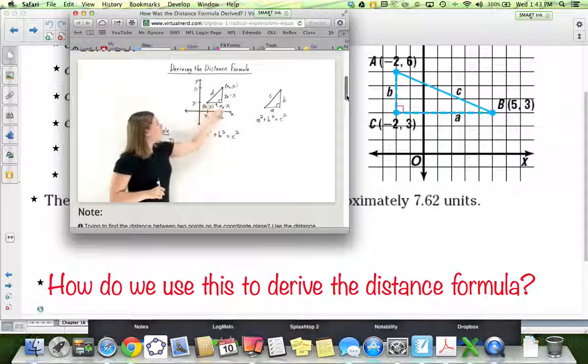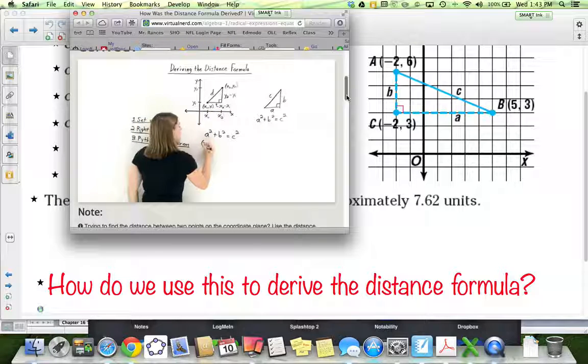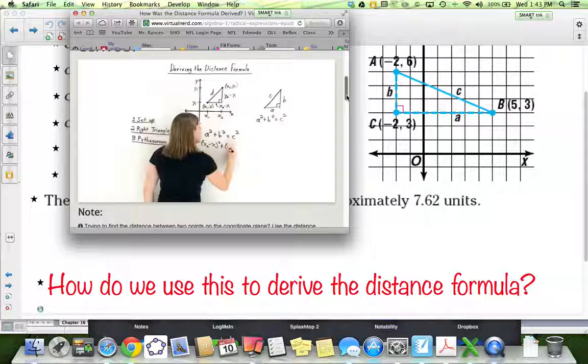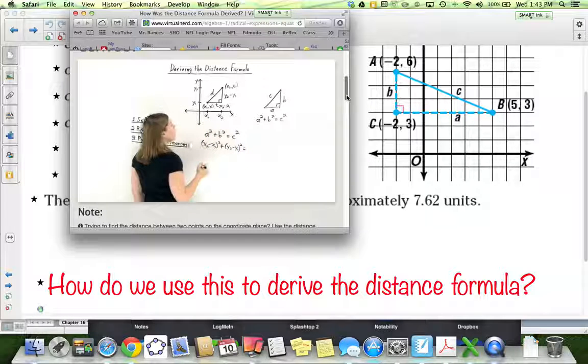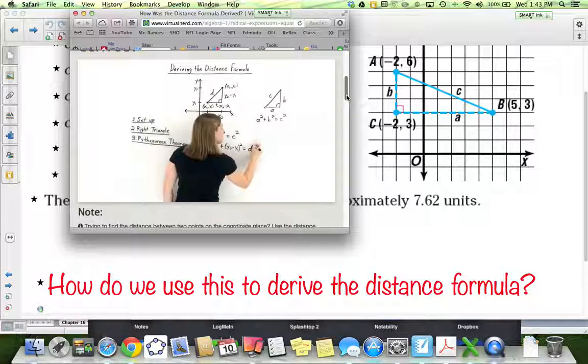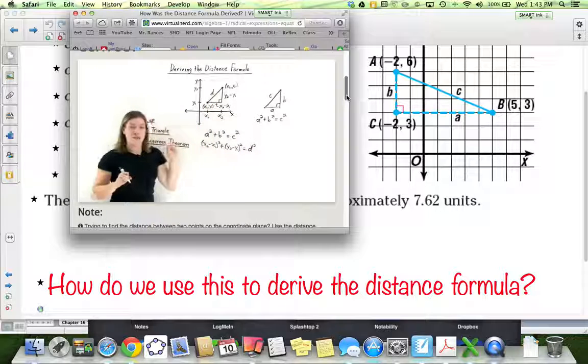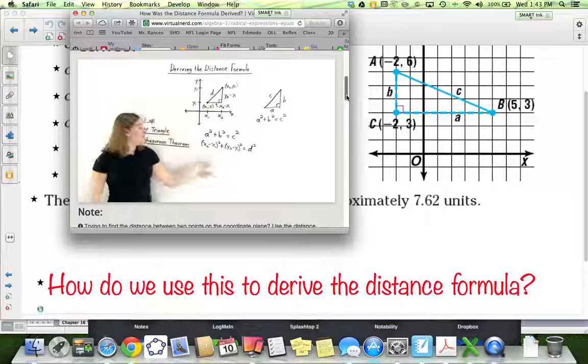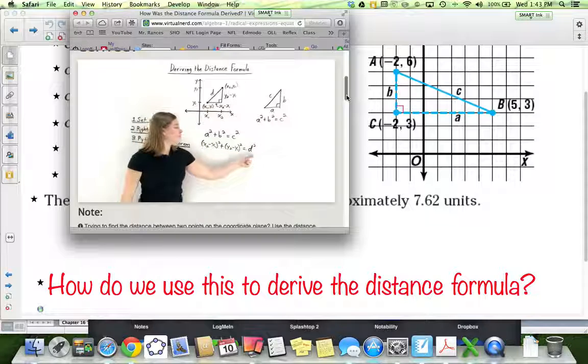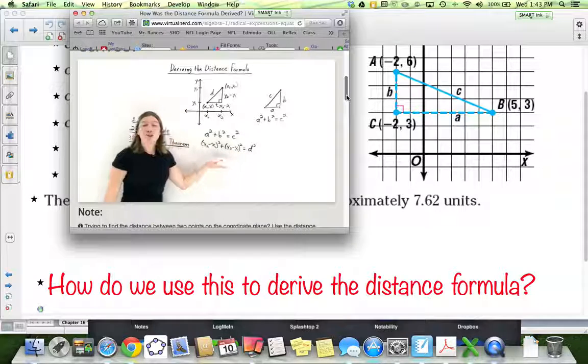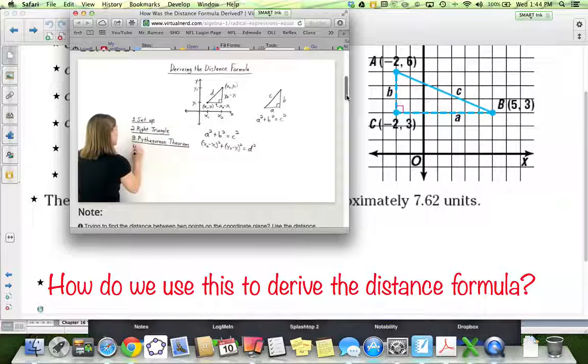Here we know the length of this side to be x sub 2 minus x sub 1. Then the length of our other side is y sub 2 minus y sub 1. And our hypotenuse squared would be d squared, since d is the length of the hypotenuse. And now we have side squared plus side squared equals hypotenuse squared. And we have an equation that we can use to solve for d.